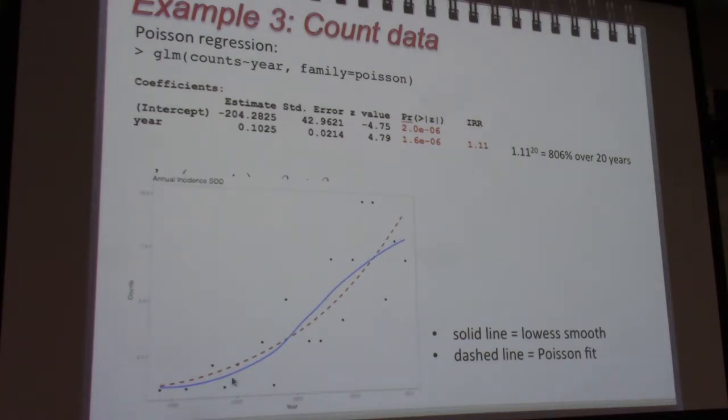And you remember this applied over 20 years. It's multiplicative, so each year it's 1.11 times 1.11. And so over 20 years, we expect an 800% increase. And that's exactly what we're seeing. We went from about 1 to about 7 or 8. This dashed line here is the predicted line from the best fit Poisson line.